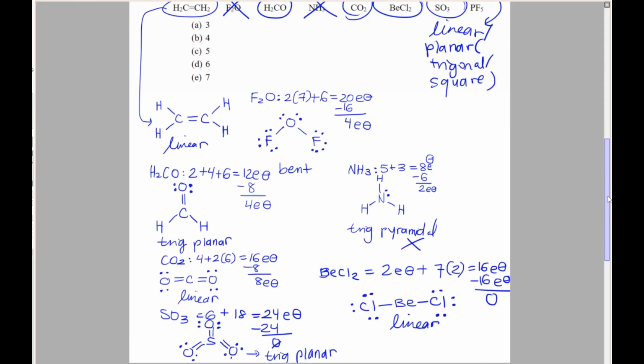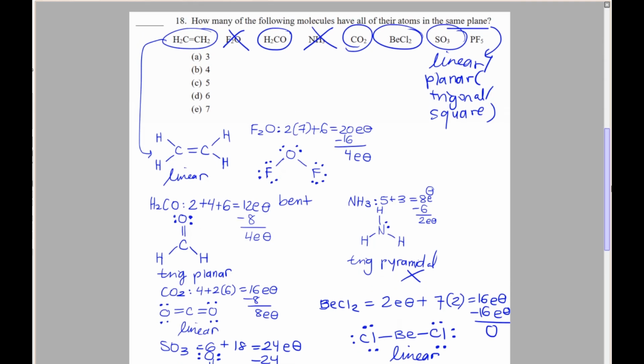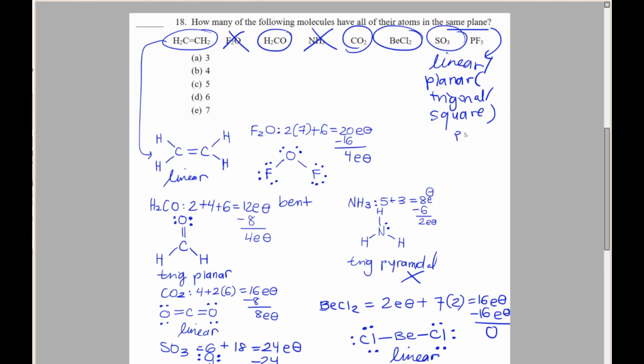And then lastly, we have PF5. I'll put it over here. I don't remember exactly how many valence electrons phosphorus has. I think it's 5. And then I know that fluorine has 7. So 7 times 5 is 35, and 35 plus 5 gives us 40 total electrons.